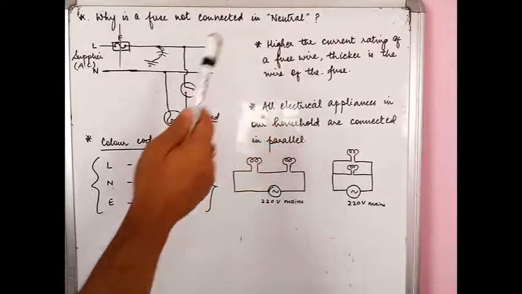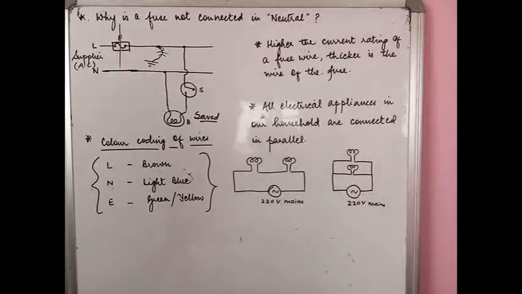Then some other facts. Higher the current rating of a fuse wire, thicker is the wire of the fuse, which is only logical to understand, because yesterday I told you that all fuses have fuse wires, an alloy of nickel. So higher the current rating. Now why should the current rating of a fuse wire be high? Because I told you the fuse wires depend upon the electrical appliance that they are being used for.